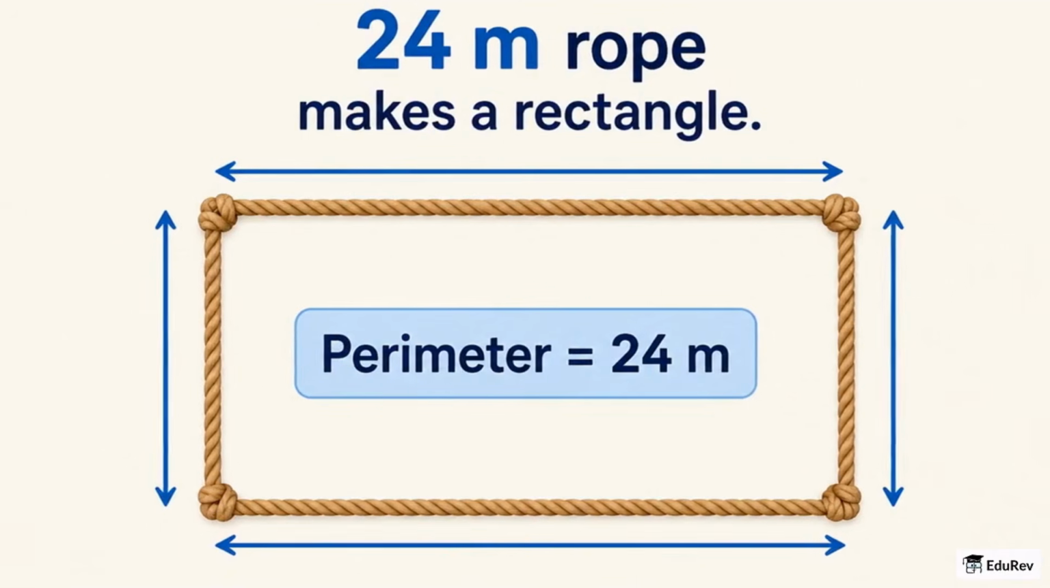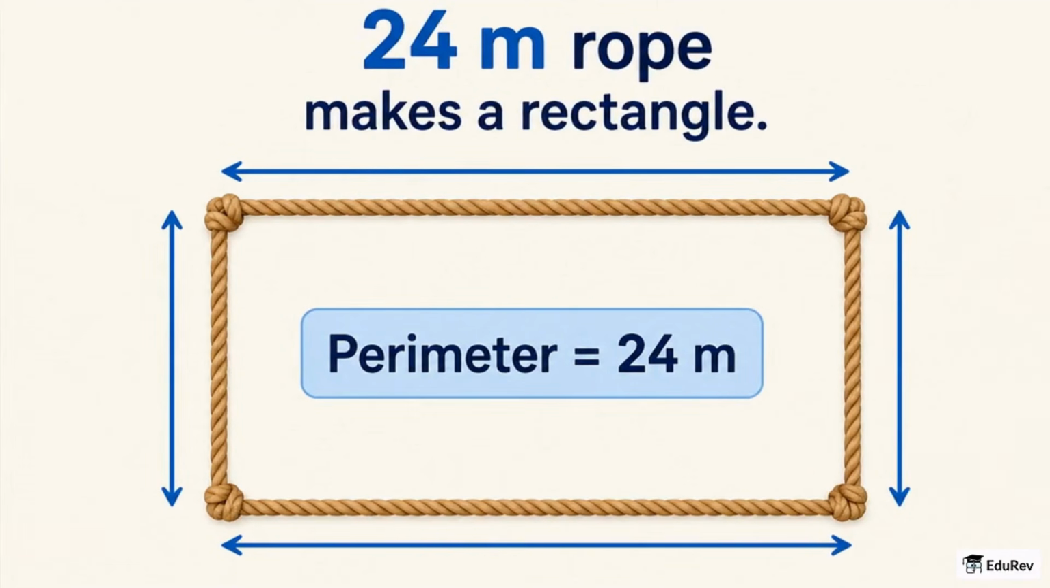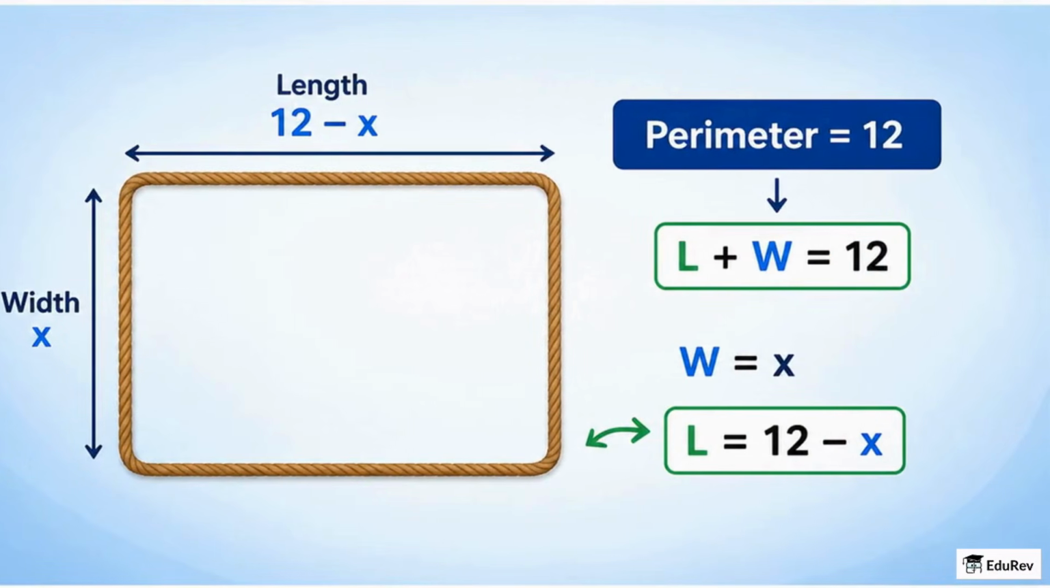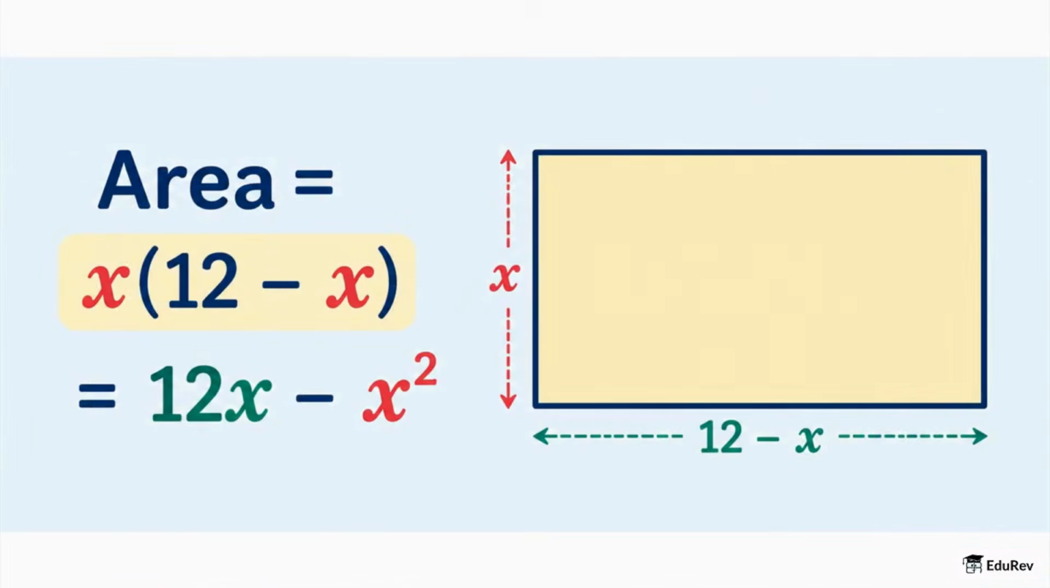Another example with a rope. A 24-meter rope makes a rectangle, so perimeter is 24. That gives length plus width equals 12. If width is x, then length is 12 minus x. The area is x times (12 minus x), which equals 12x minus x squared.